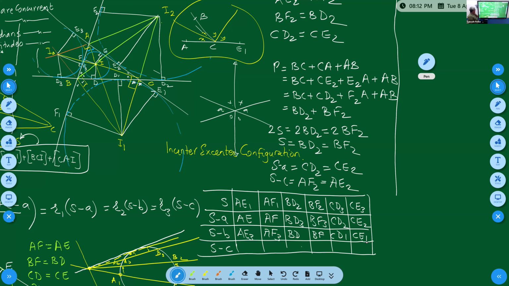And S minus C, starting from A, AE2, AF2. Starting from B, BD1, BF1. E, CD.